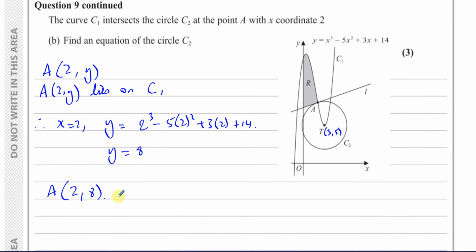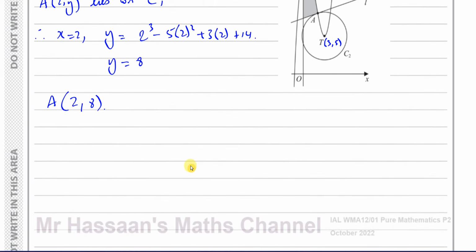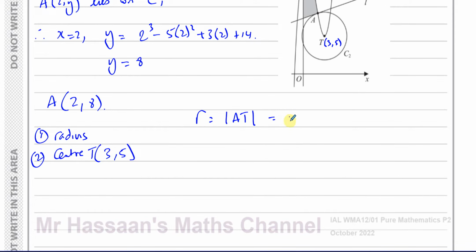Now, how does that help us here? Well, to find the equation of a circle, we need two things. We need 1, the radius of the circle, and 2, the center of the circle. Now the center of the circle is T. We know that already. The radius is the length between A and T. We know A is 2, 8, and we know T is 3, 5. So it's the length between these two. That would be the radius.